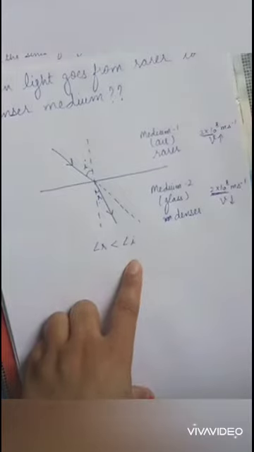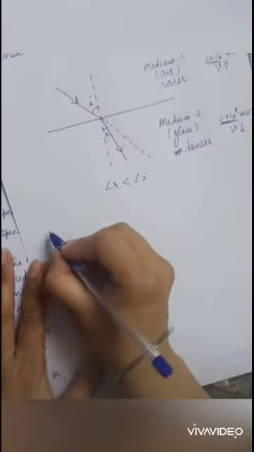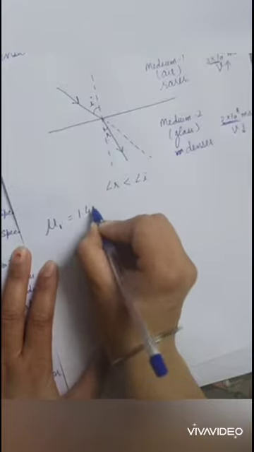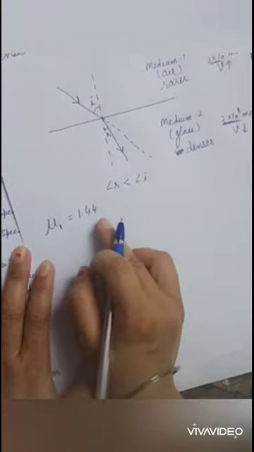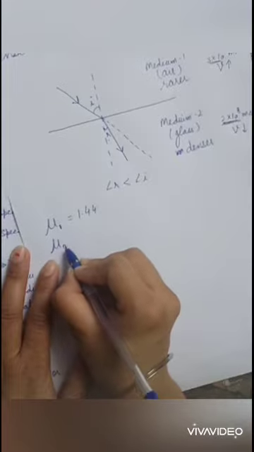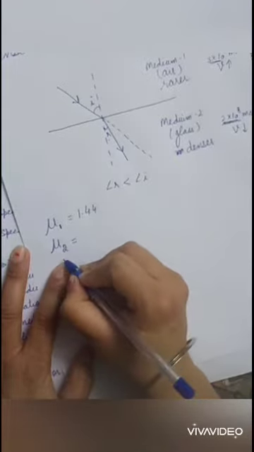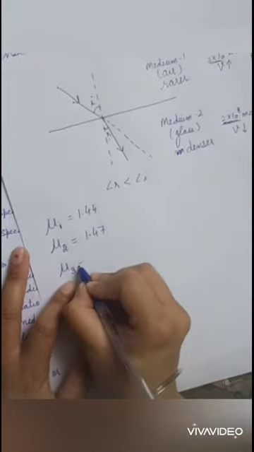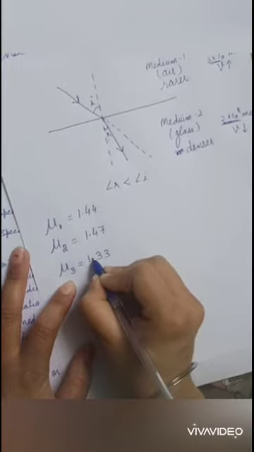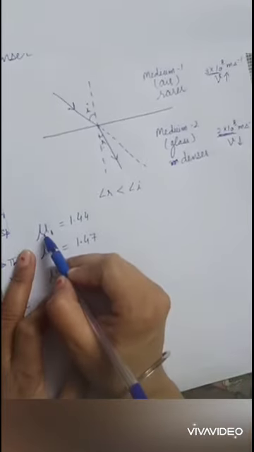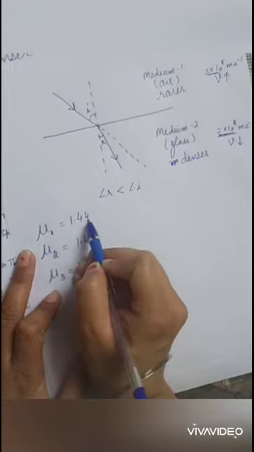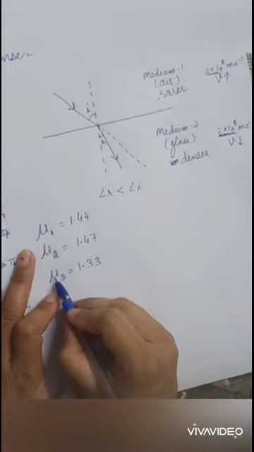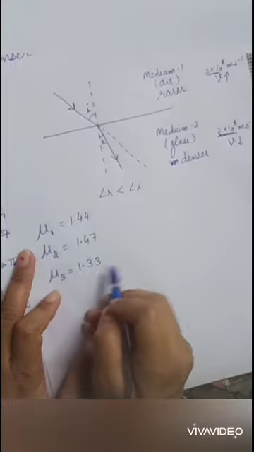Now I have a question for you. Suppose the value of refractive index of first medium is 1.44, the value of refractive index of second medium is 1.47, and the value of refractive index of third medium is 1.33.